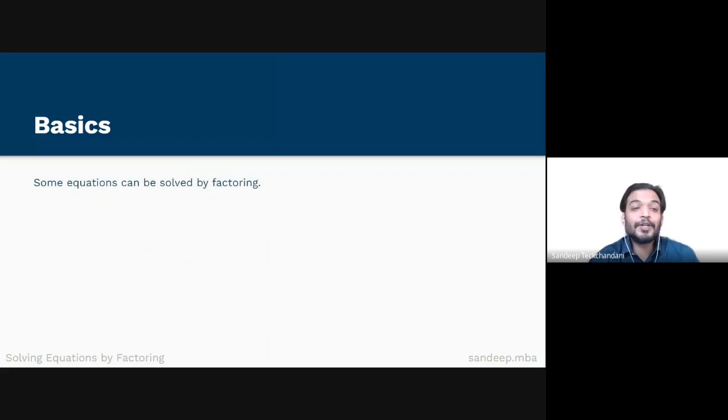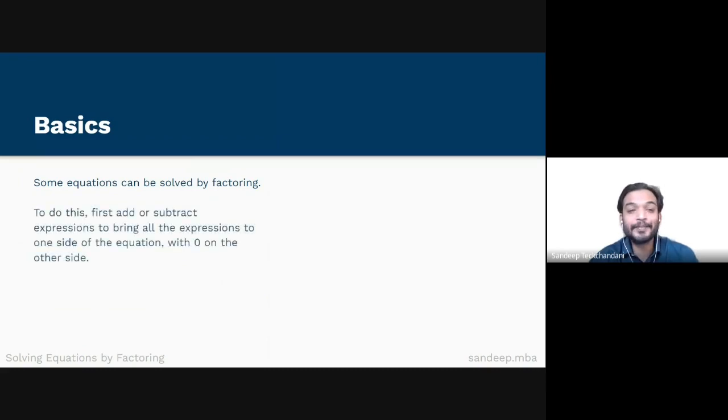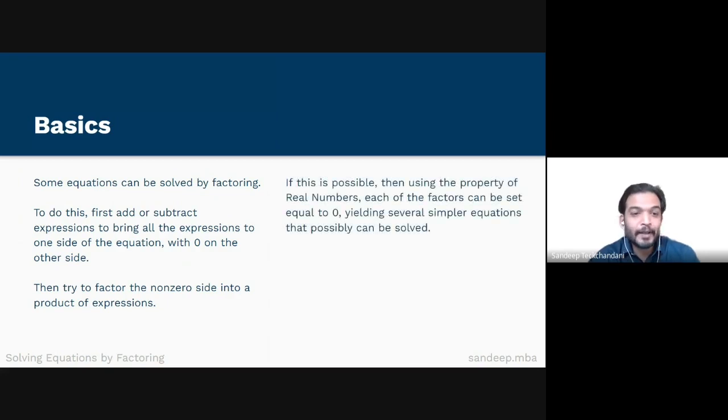To do this, first add or subtract expressions to bring all the expressions to one side of the equation with 0 on the other side. Then try to factor the non-zero side into a product of expressions. If this is possible, then using the property of real numbers, each of the factors can be set equal to 0, yielding several simpler equations that possibly can be solved. The solutions of the simpler equations will be solutions of the factored equations.